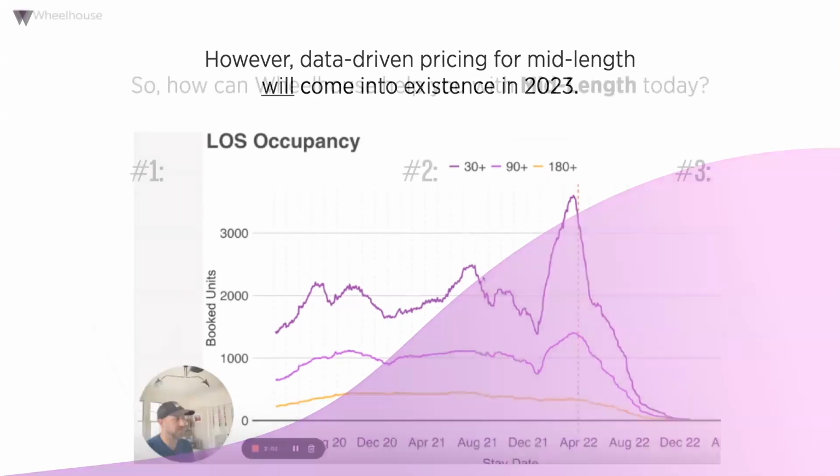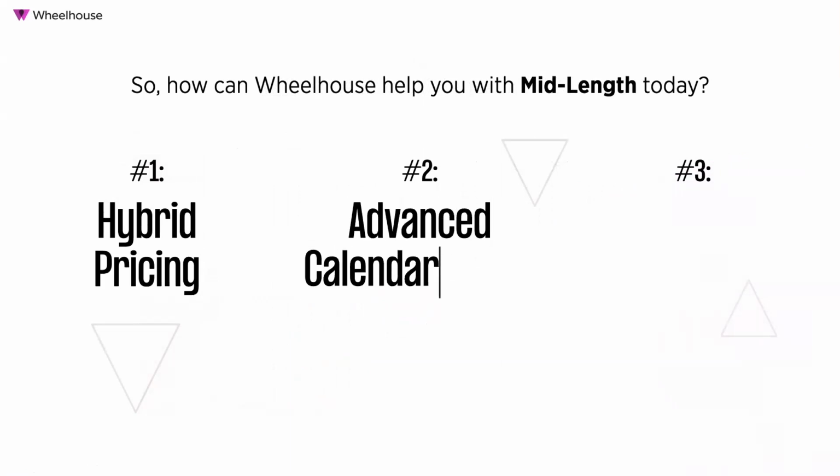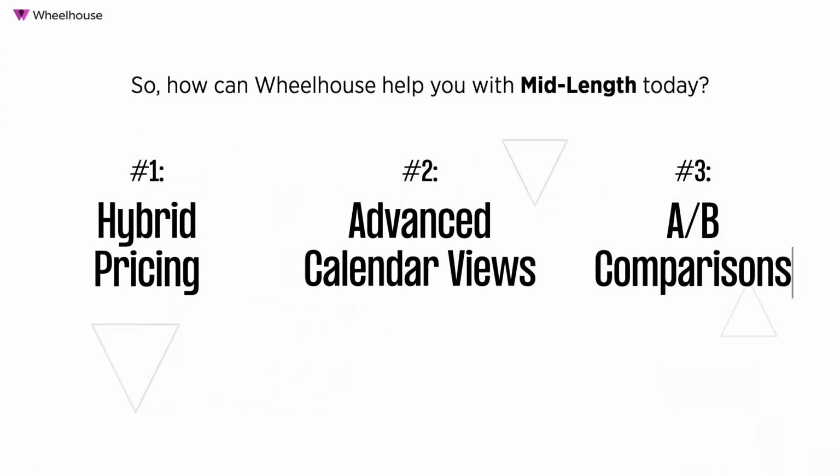Today, noting that the data-driven pricing strategies are still emerging, we're going to talk about a few things you can do now. So we're going to talk about something we call hybrid pricing at Wheelhouse, which is a new approach to pricing that we launched about 2 months ago now, 8 weeks ago. It's a mix of data-driven and rule-based pricing we brought to market. That's part one. We're going to look at something that launched yesterday, advanced calendar views on Wheelhouse.